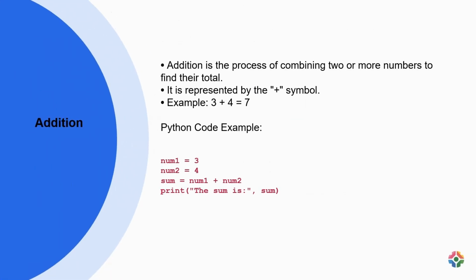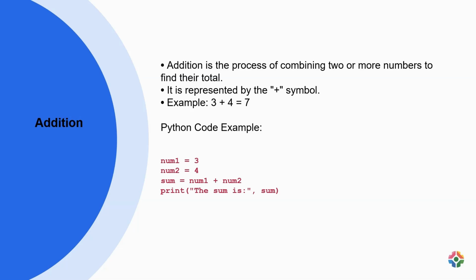In mathematics, addition refers to the operation of combining 2 or more numbers to determine their total value. This process is denoted by the symbol plus. For instance, when adding 3 and 4 together, the result would be 7. 3 plus 4 equals 7.